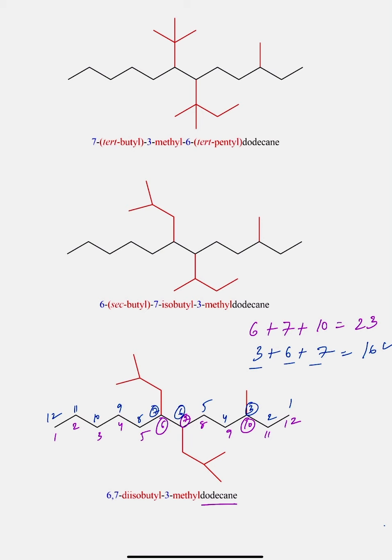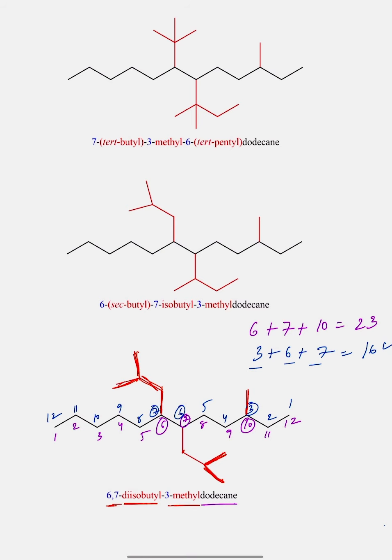Now let me look at the substituents. At carbon 3, what do I have? At carbon 3 I have a methyl group, that's why I write 3-methyl. And at carbon 6 I have 1, 2, 3, 4 carbons, so it's a butyl group, and we get a V at the end, so that makes it isobutyl. And there is another isobutyl here. So isobutyl is present at both carbon 6 and carbon 7. That's why I write it as 6, 7, because it is appearing twice. I write diisobutyl. So the name is 6, 7 diisobutyl 3-methyl dodecane.